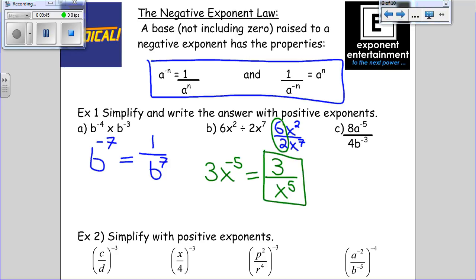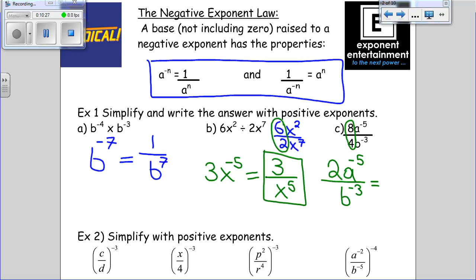Okay, if we look at C, remember we're going to try to simplify before we deal with our negatives. So my coefficients can go together. My 8 divided by 4 can combine to be 2. Then there's my a to the power of negative 5 and my b to the power of negative 3. Can I combine those two things? No, because they're different bases. Different letters can't be combined. So you still just have a to the power of negative 5, b to the power of negative 3. We did all the simplifying we could do.